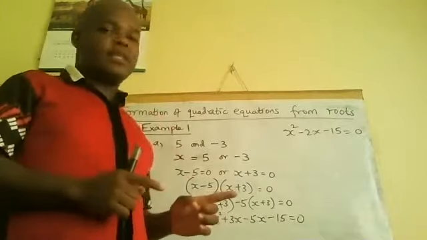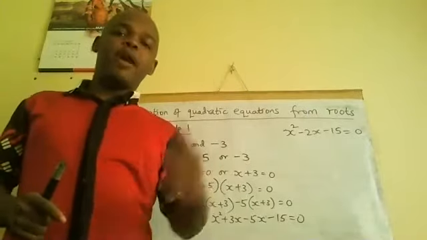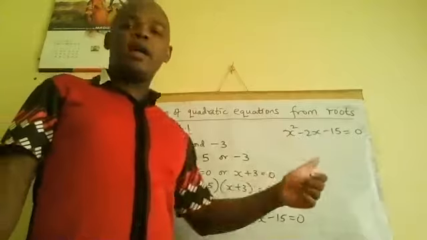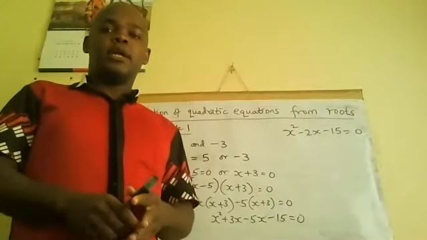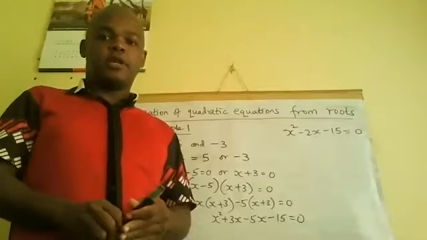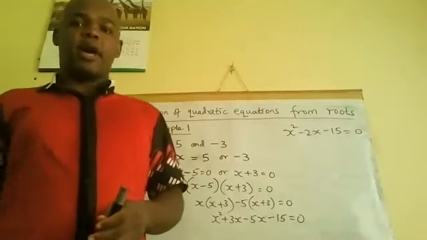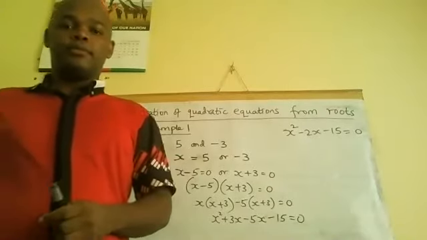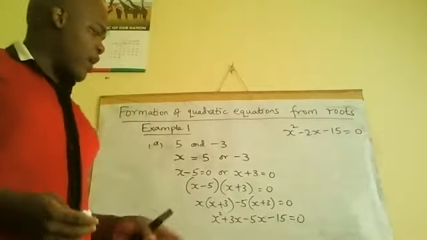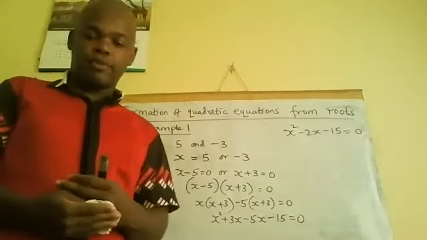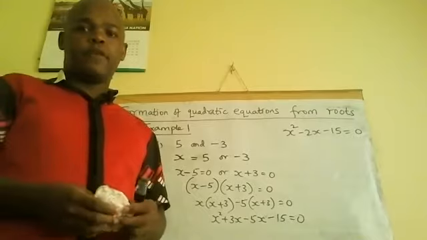So if you are asked to get the values of a, b, and c, then our a is 1, our b is -2, and our c is -15. So you can write that. We have started with a very, very simple case.